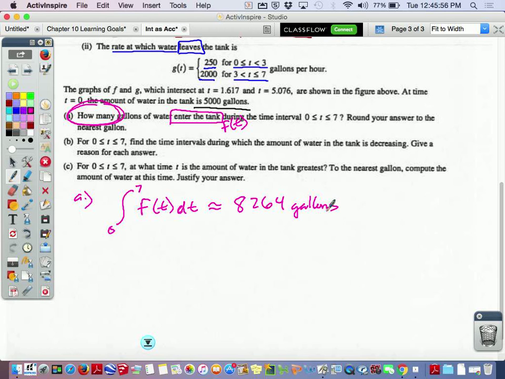This is a 2-point question. We get 1 point for the integral, and we get 1 point for the answer. Moving on to question B.